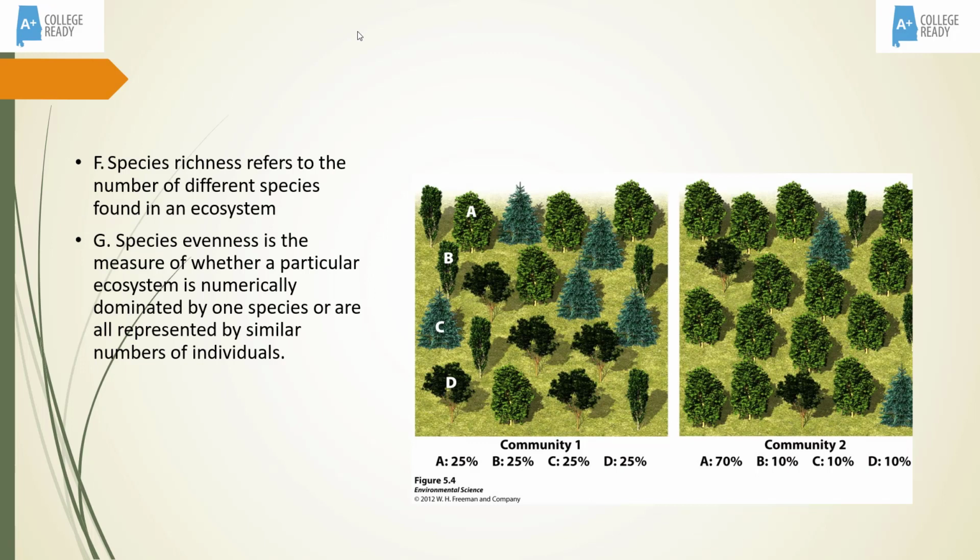Looking back again at species richness, which refers to the number of different species. Here's one showing you with trees instead of the one we had earlier with mushrooms and so forth. And then evenness, the measure of whether a particular ecosystem is numerically dominated by one species or all are represented by similar numbers of individuals. As you can see in the picture on the right, 70% is type A, only 10% is B, 10% is C, and 10% is D. So even though all four species are still found, you see that the majority of them are just one, so not very even.